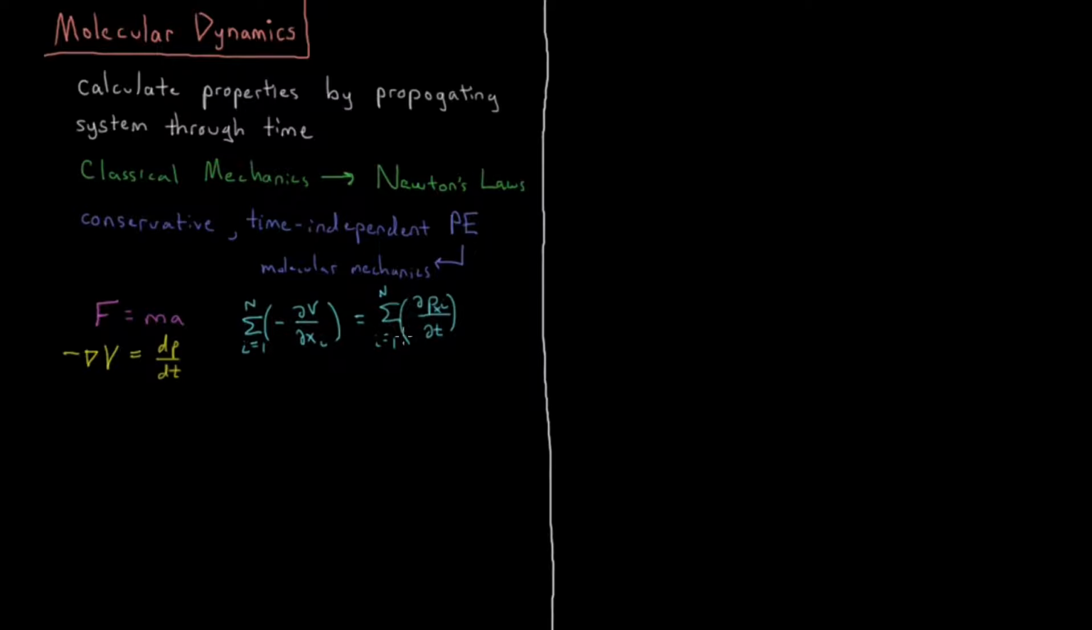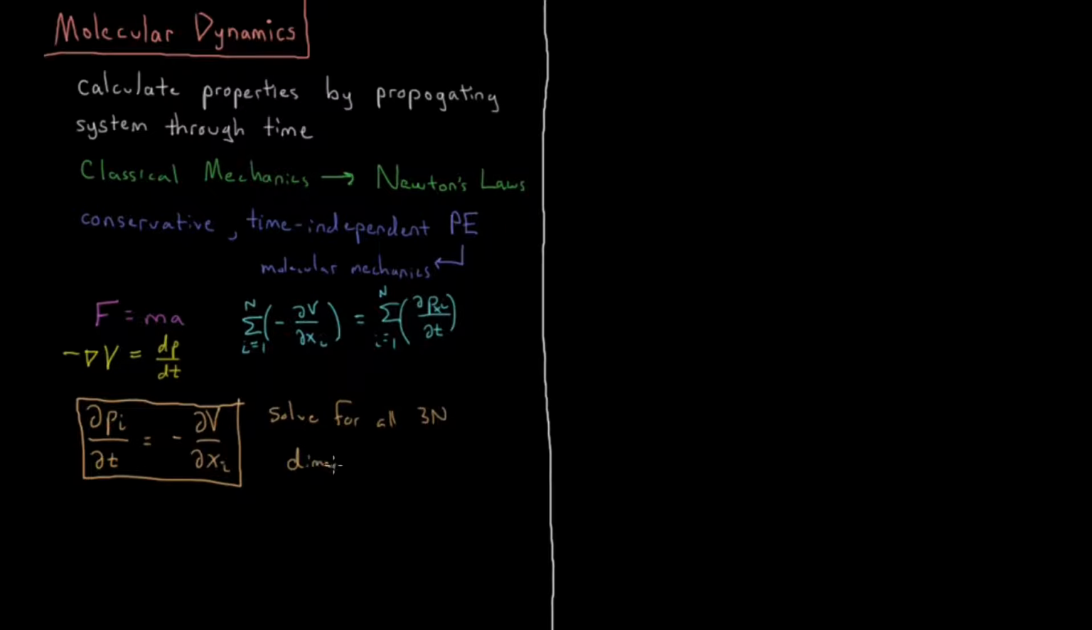For all n of these dimensions, you get a different equation to solve. But what this ends up coming out to is that for every individual dimension, the equation that we are solving is that the way that the momentum changes over time is equal to the negative partial derivative of the potential energy with respect to the coordinate that that momentum belongs to. So we want to solve this for all 3n dimensions of our molecule or of our molecular system.